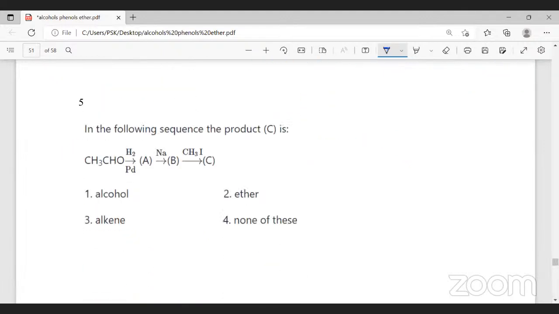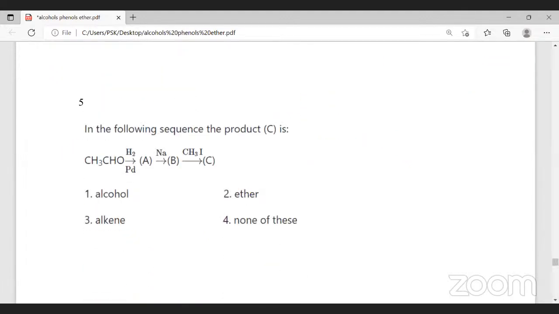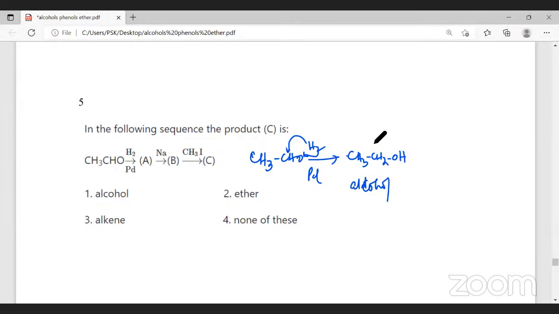The next question, the 5th one. In the following sequence, the product C is. We have to learn the reactions of aldehydes in the next chapter, but for now, you understand this. When aldehydes are reduced, addition of hydrogen is called reduction, in the presence of palladium. One hydrogen attacks this carbon, the other hydrogen attacks this oxygen. Therefore, you get CH3CH2OH. Alcohols are formed. Aldehydes on reduction give alcohols. Remember, this is A.